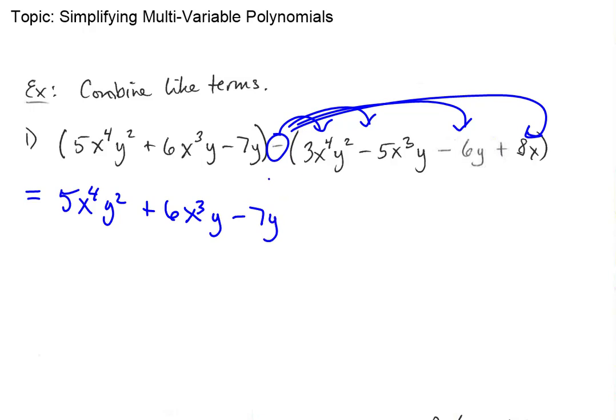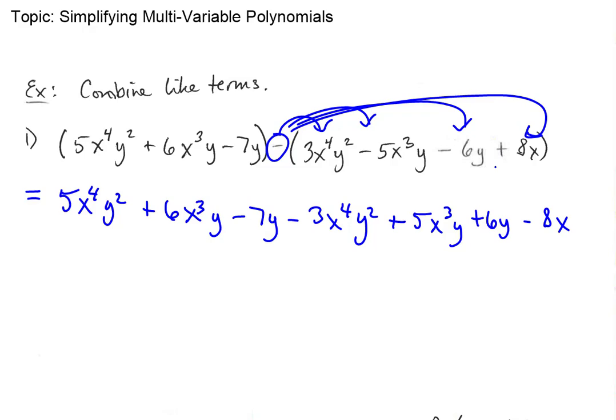Now we're going to continue with the distributing here, so we'll have minus 3x to the fourth y squared, and then a plus 5x cubed y, and then a plus 6y, and then a minus 8x. Notice all those signs now are different in that second set of parentheses. But now we have no parentheses, which means we simply want to combine like terms at this point.